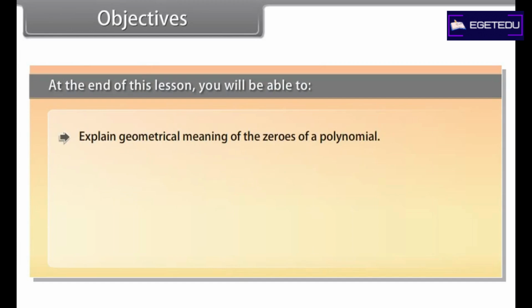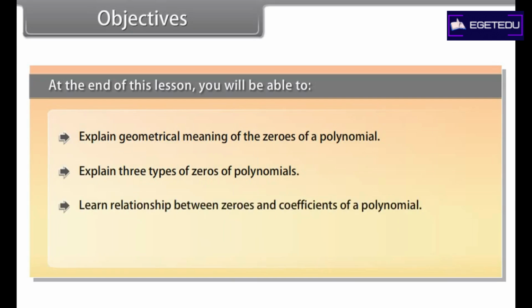Objectives. At the end of this lesson you'll be able to explain the geometrical meaning of the zeros of a polynomial, explain three types of zeros of polynomials, learn the relationship between zeros and coefficients of a polynomial, explain the division algorithm for polynomials.